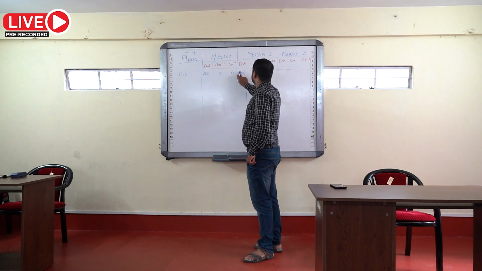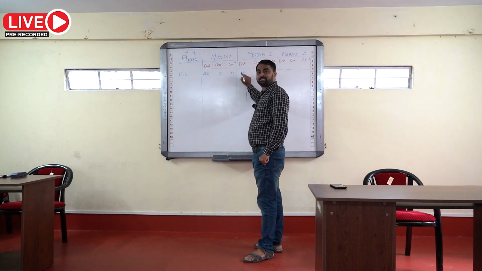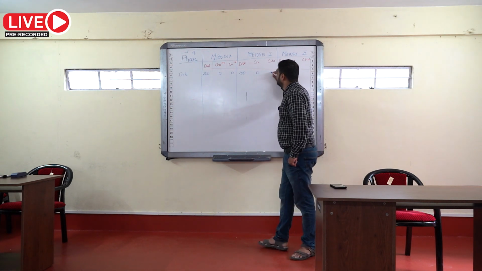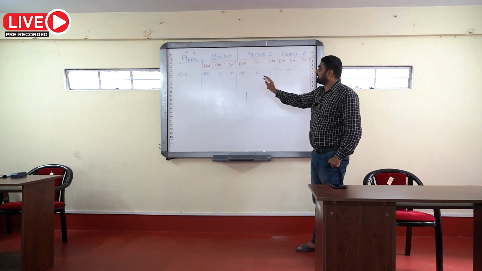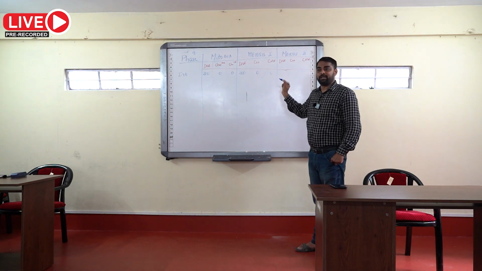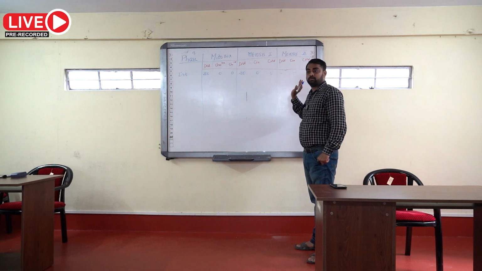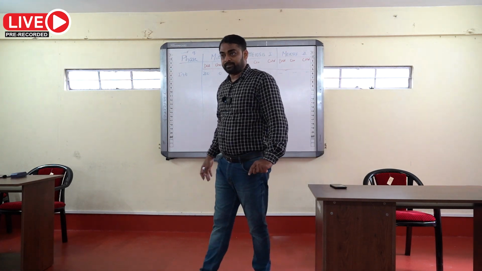What is the DNA content at the end of interphase of meiosis 1? 200 again there. Chromatids 0. At the end of meiosis 2, at the end of interphase, what is the amount of DNA? There is no interphase. Correct?